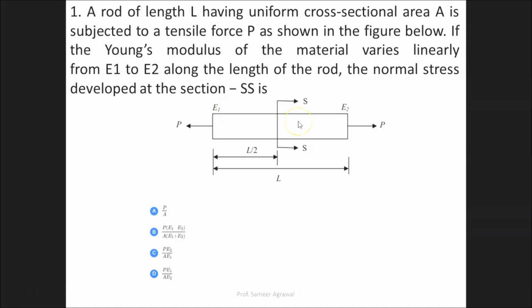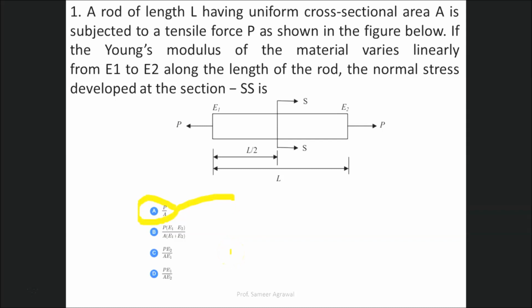Stress is resistance force per unit area, that is force P upon per unit area A. There is nothing to do with Young's modulus or in any section. So for the entire section, कहीं भी निकालना हो सेक्शन पे, हर एक सेक्शन पे नॉर्मल स्ट्रेस का वैल्यू क्या होगा? फोर्स अपॉन एरिया, that is P upon A only. So for this problem the answer will be this P upon A only.